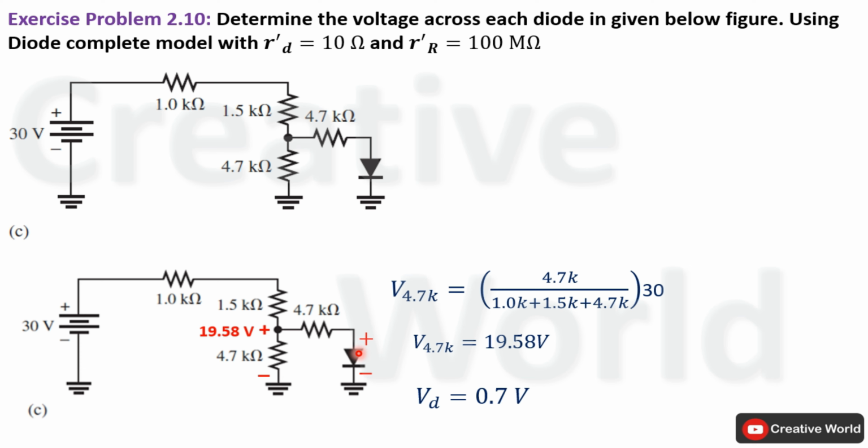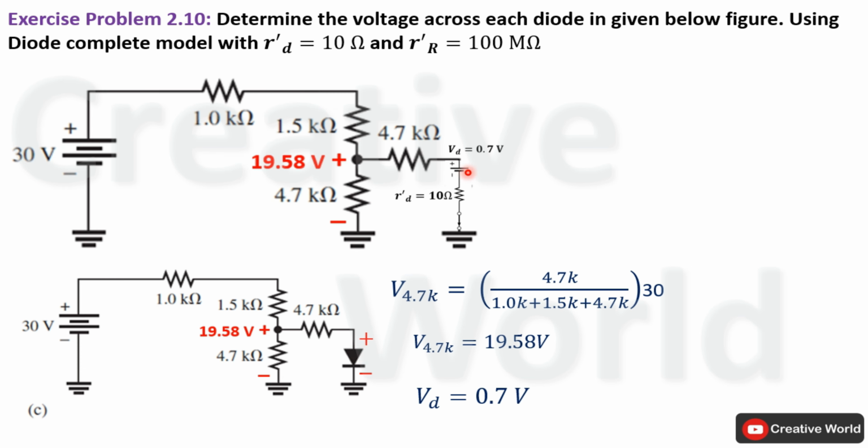So we have to add dynamic resistance in series with this diode. We have included the complete model of diode in this circuit. Now we have to find voltage across the complete model of diode. Voltage across this diode's terminals is 0.7 volt, which is known as diode forward drop voltage. And we have to find voltage across this 10 ohm resistance. If we succeed to find out voltage across this dynamic resistance, later on we will add these two voltages together to find out total voltage across diode.